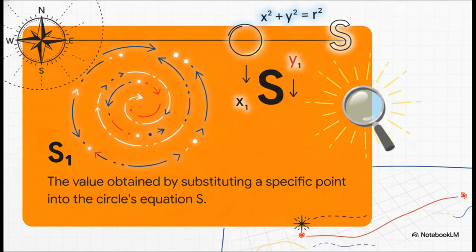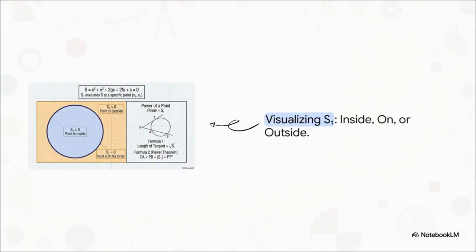You just take your circle's equation, bring everything over to one side so it equals 0, and call that whole chunk S. Then you literally just drop your specific point's x and y coordinates right into the equation. The number that spits out, that's your S1. And calculating S1 is like an instant reality check.